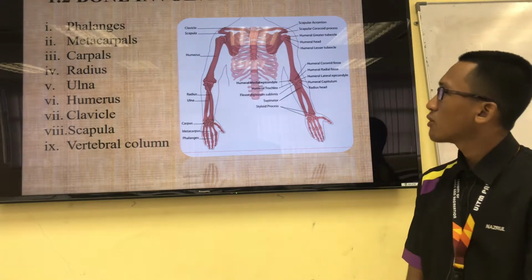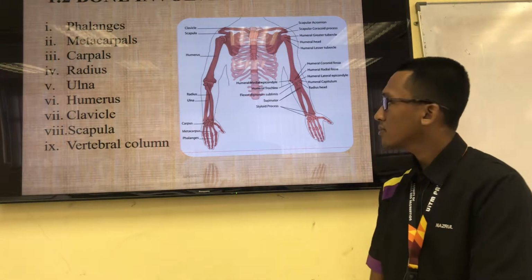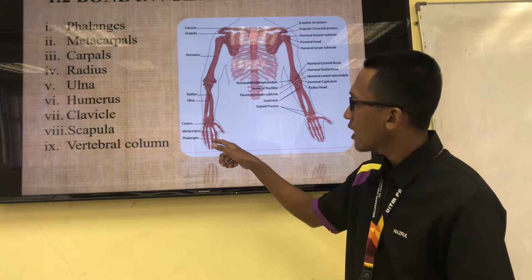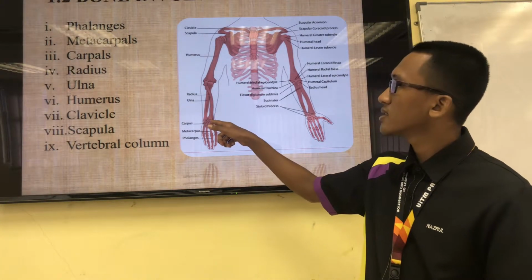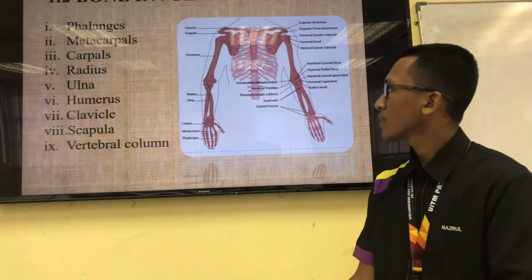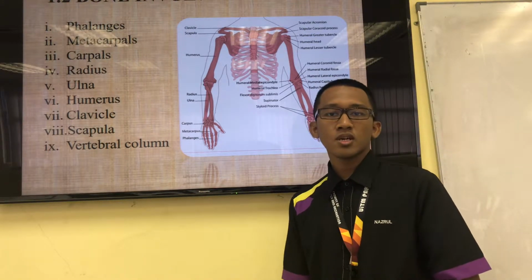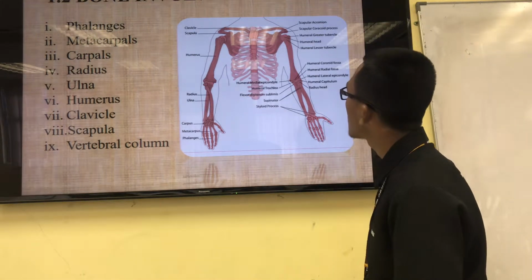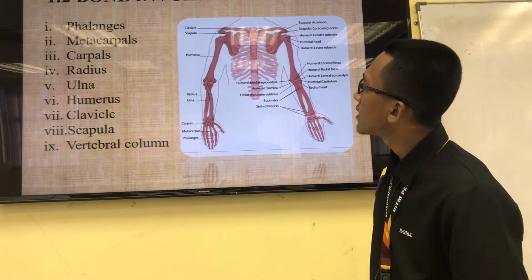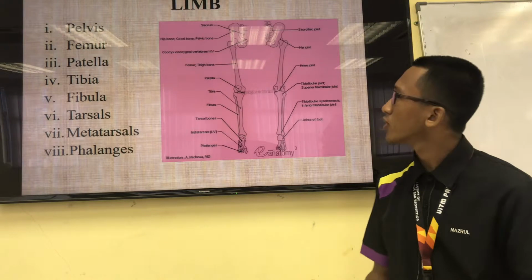This is the bone involved in the upper limb when performing hammer throw: first of all our phalanges, our metacarpals, carpals, radius and ulna, our hand bone, humerus, clavicle, scapula, and vertebral column. Vertebral column, humerus, clavicle, your shoulder and scapula. Clavicle is also known as collarbone.